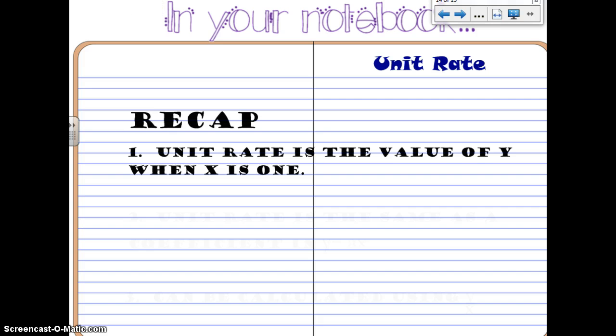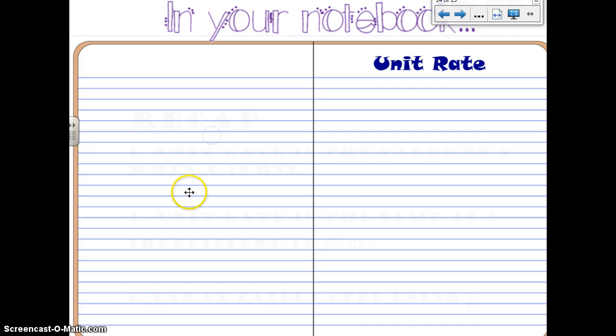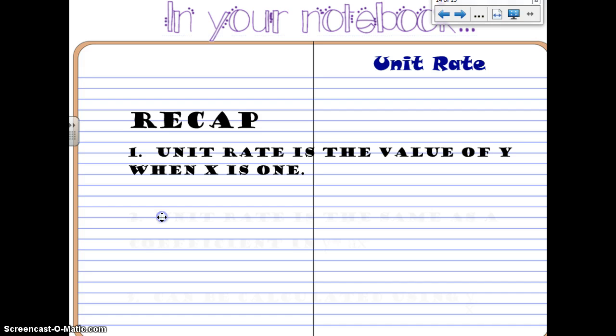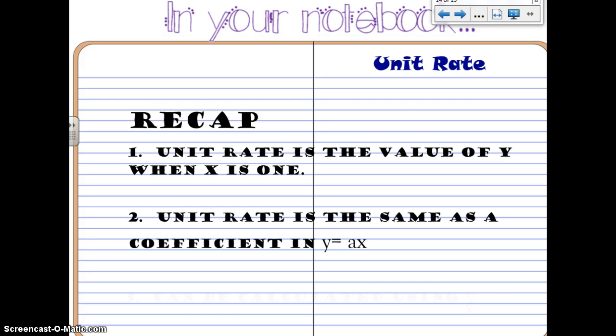Let's do some recap notes. Unit rate is the value of y when x is 1. We can find this in a graph or from a table. Unit rate is the same as a coefficient when our equation is in the form of y equals ax. And this just means that we are not adding or subtracting anything, that we do have a multiplicative relationship. It can also be calculated by using y divided by x for each row of the table. Please pause your video to write these recap notes down.